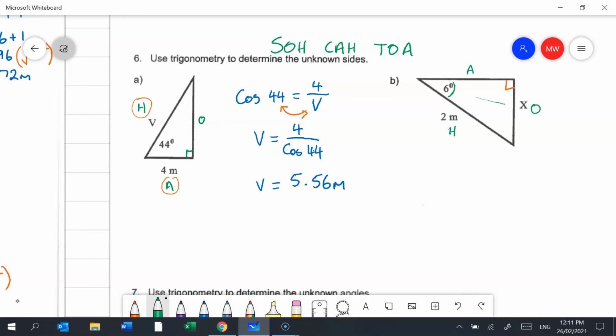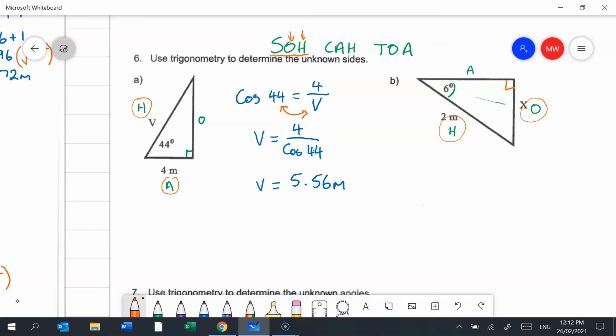So what I'll do next is I'll have a look at what I've got. I've got an opposite this time, and I've got a hypotenuse. And so now I'm going to go looking for the rule that's going to help me with this. And this time it's going to be the sine rule because it's got the opposite and it's got the hypotenuse.